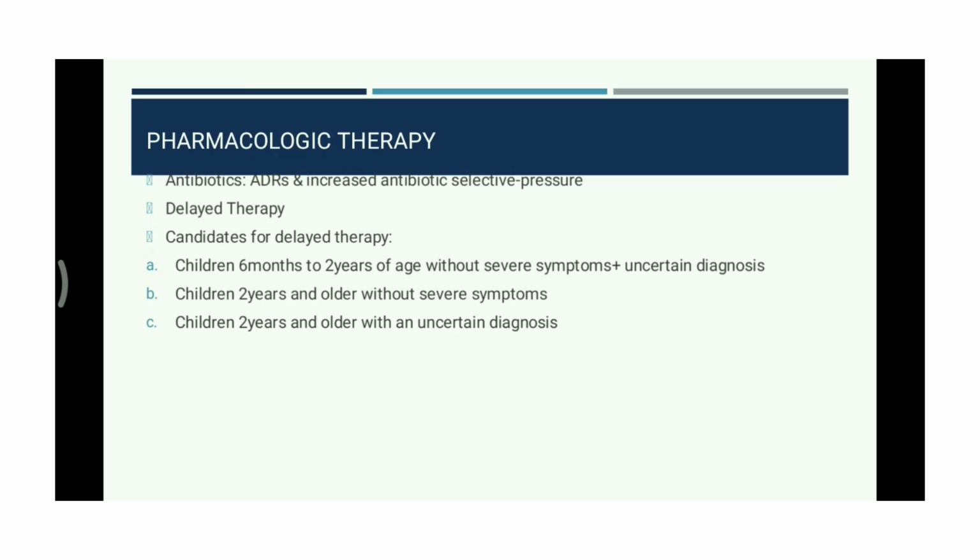Then the next category is children who are 2 years and older without severe symptoms. They can opt for delayed therapy. And also children who are 2 years and older with uncertain diagnosis, they can go for delayed therapy. They can wait for 48 to 72 hours to see if the symptoms will resolve on their own. So if the symptoms do not resolve on their own, then the patient has to take the antibiotics.